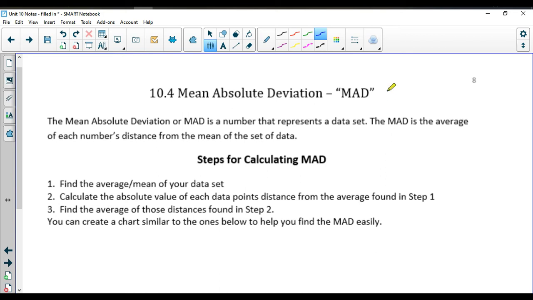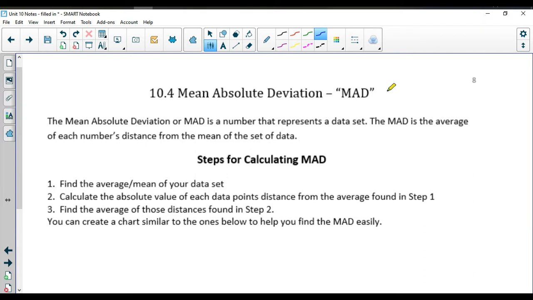Our next topic that we're going to talk about when it comes to measures of central tendency is going to be talking about our mean absolute deviation, or our MAD. So the MAD is actually a number that represents a data set. The MAD is the average of each number's distance from the mean of the set of data.